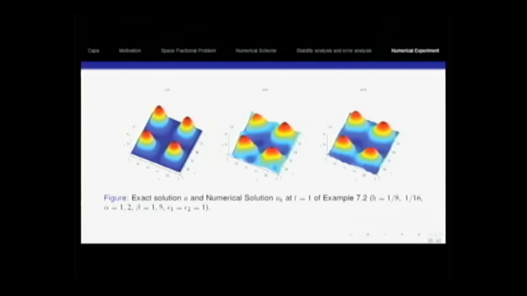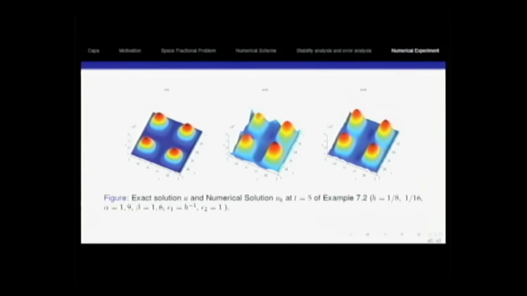So this is the exact solution for t equal 1 and k equal 1 over 8 and h equal 1 over 16. Okay. Then alpha equal 1.2, beta equal 1.5. Here we put t equal 5, the same thing. And alpha is bigger, 1.9, beta equal 1.6. So this one is quite good for approximation.